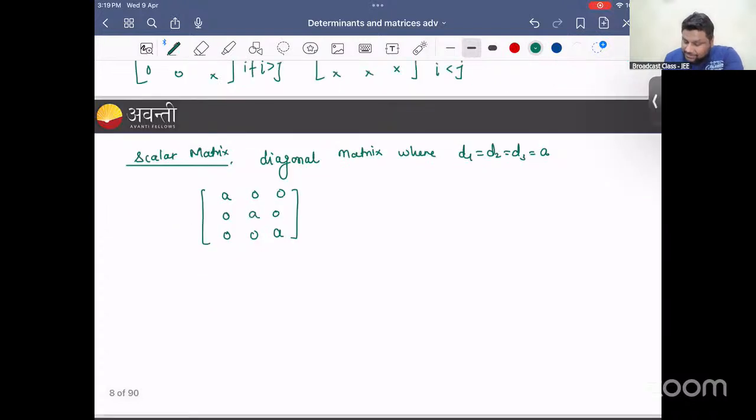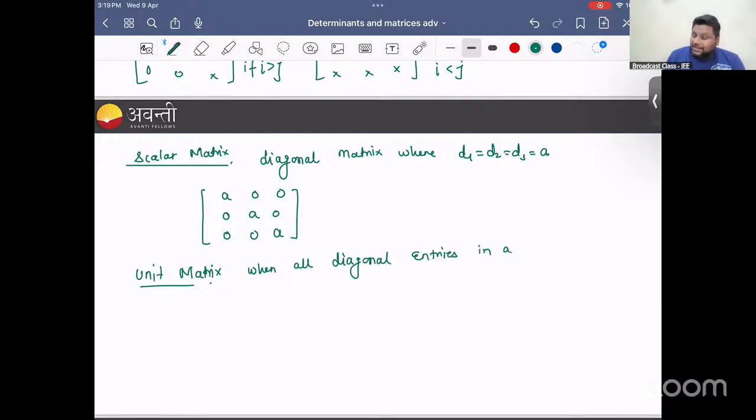Then there comes unit matrix. Unit matrix is when all diagonal entries in a scalar matrix are 1. So that is 1, 0, 0, 0, 1, 0, 0, 0, 1.